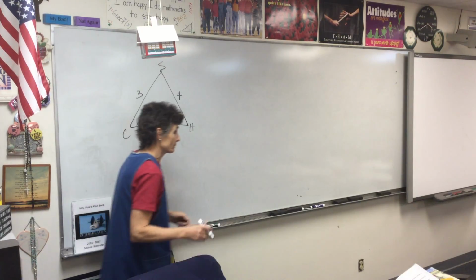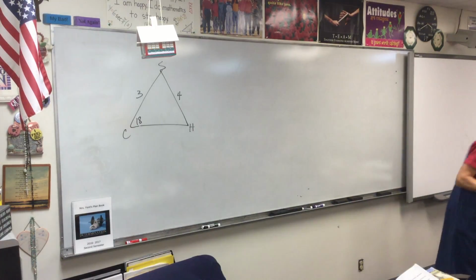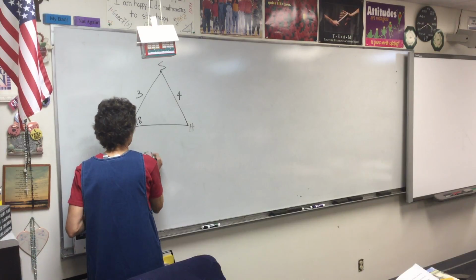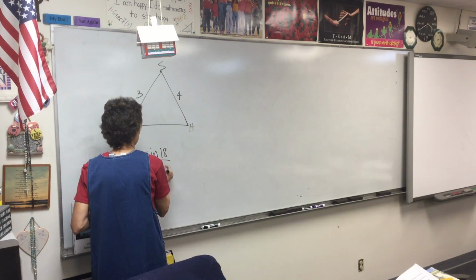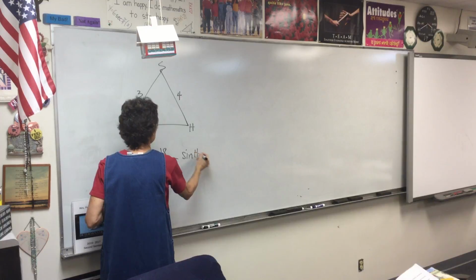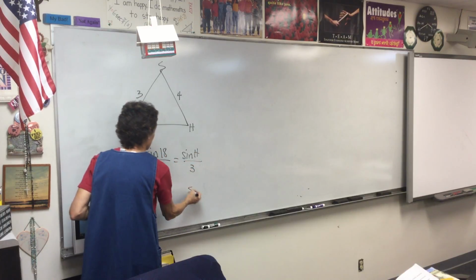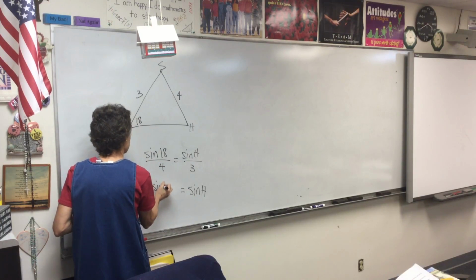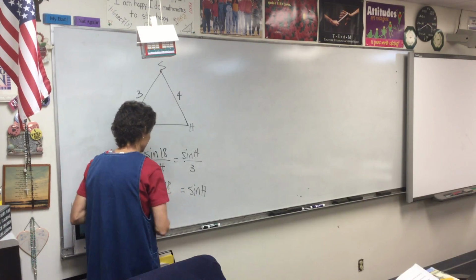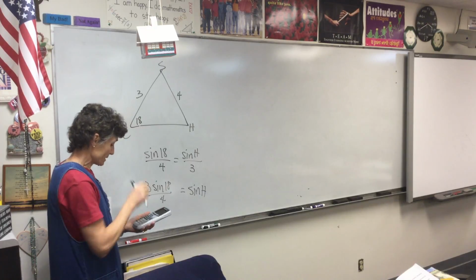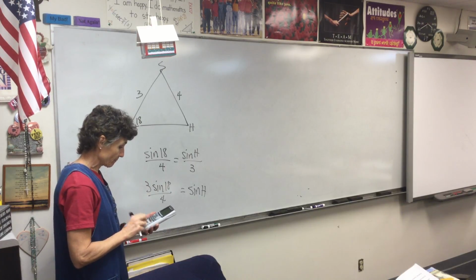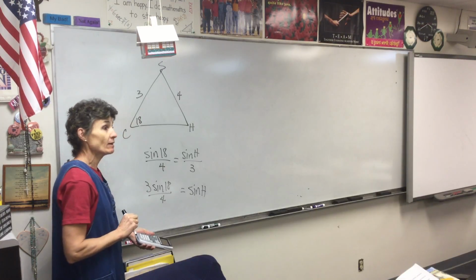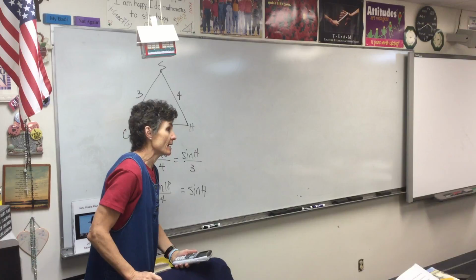What do I do to get started on this? What do I need to do? Law of sines. So sine 18 over 4 equals sine h over 3. All right, so I can find sine h easily enough. And once I get that decimal, I can find angle h, right? Which is the key. That's what I need, angle h.